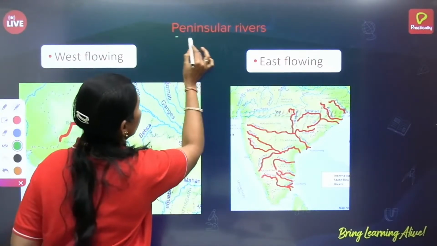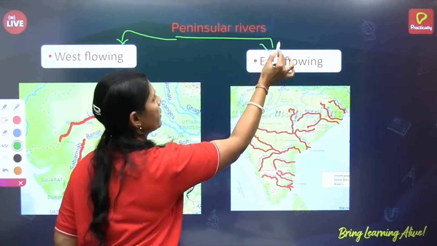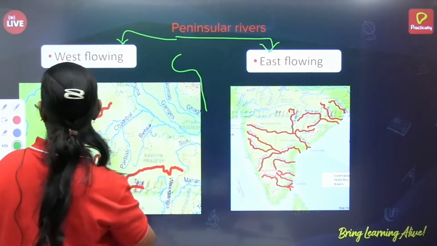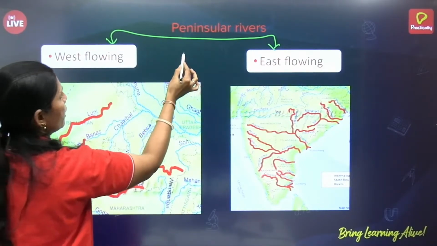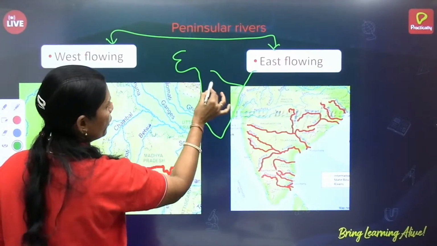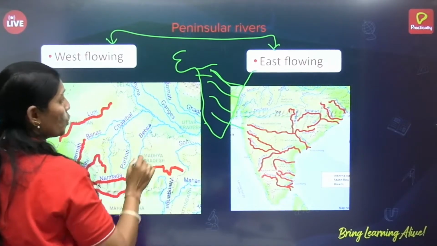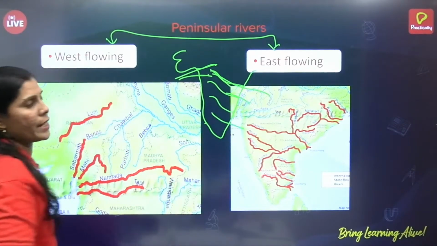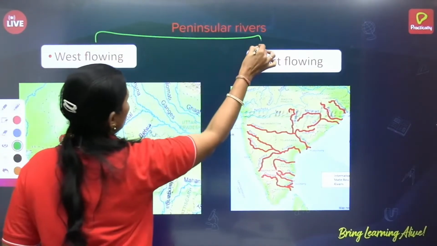Our next category is peninsular rivers. Peninsular rivers are of two types: east flowing and west flowing. In India, if you take South India, some of the rivers are flowing towards this direction and a few rivers are flowing to this direction. Rivers flowing this side are west flowing, and rivers flowing to this side are east flowing.